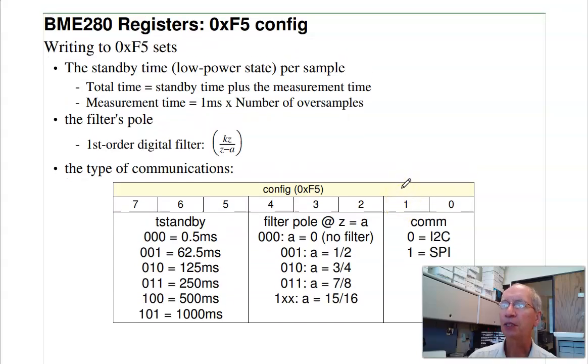If you look through the data sheets, it'll spell out what the different registers mean. For example, when I write to F5, I'm writing 8 bits. The top 3 bits control the standby. When I take a reading, this is how long it pauses between readings, kind of sets the sampling rate. These 3 bits set the filter. It does a first order low pass filter, and A is where the pole is. If I have zeros right here, there is no filter, and the bigger A is, the slower the RC time constant. The last 2 bits tell it whether I want to communicate using I2C or SPI. We'll be using I2C.